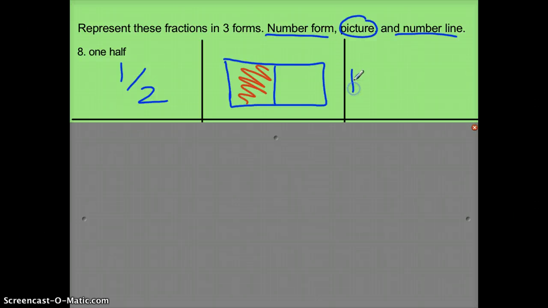Last is a number line. I only need 2 sections, 2 spaces. So here's 1, here's 2. This is 0/2. Here's 1/2. Here's 2/2. And here's my point.